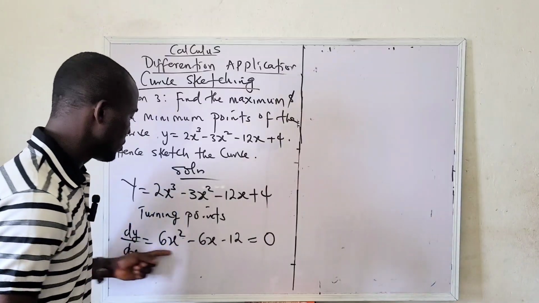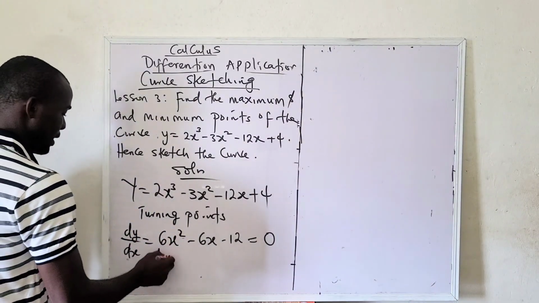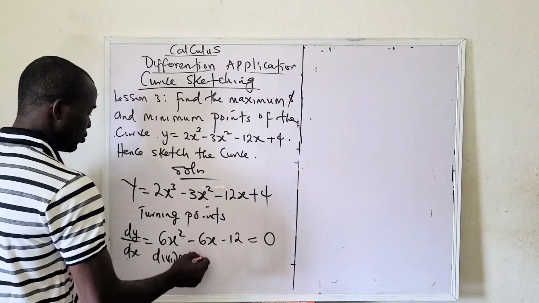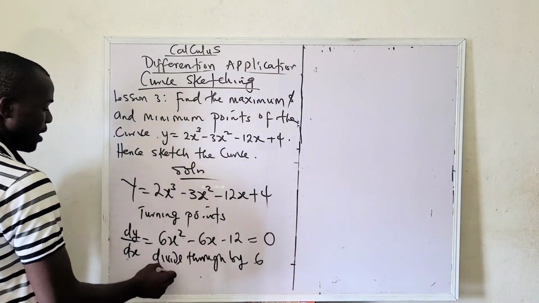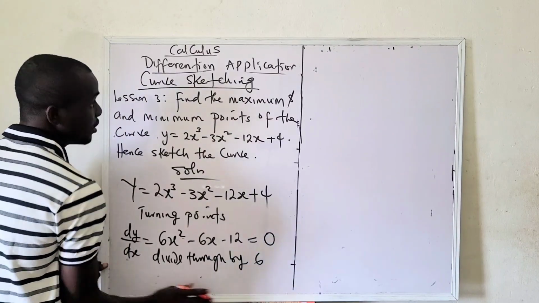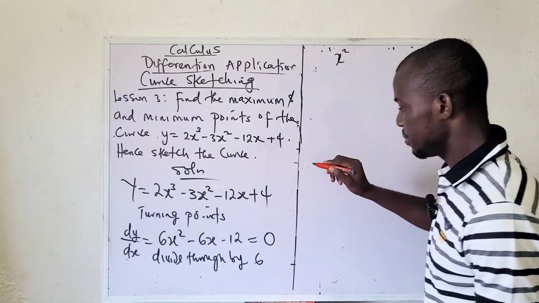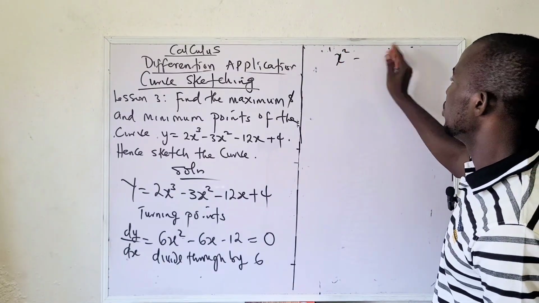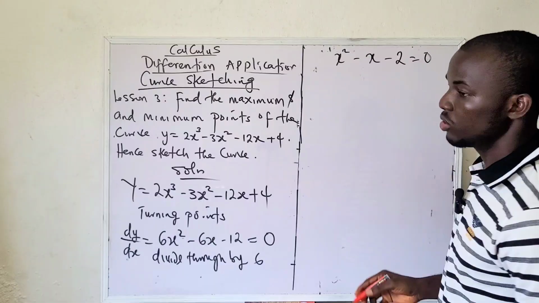We can simplify this. When we divide through by 6, we shall have x squared minus x minus 2 equals 0.